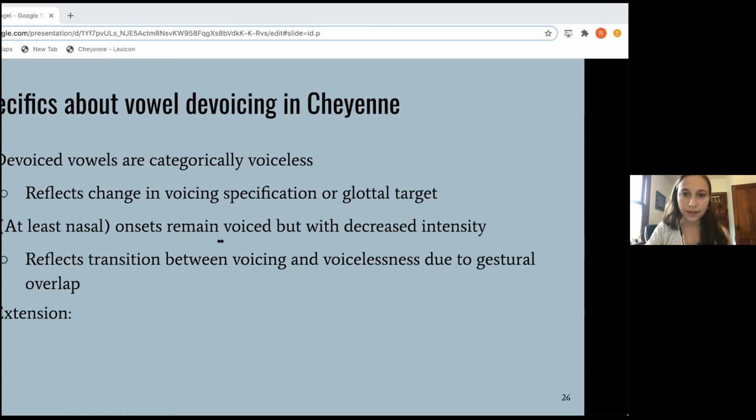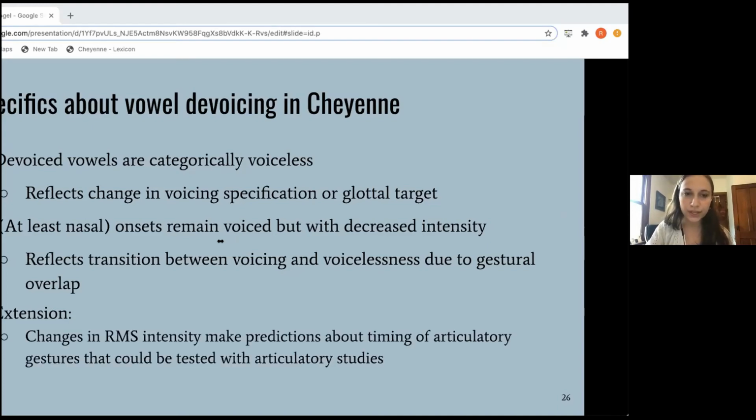And in fact, I think that this leads us to an interesting extension of these findings, which is that changes in RMS intensity can make predictions about the timing of articulatory gestures that could be tested with further articulatory studies. So when we see that RMS intensity starts to fall, we can make a prediction that that reflects the beginning of a glottal abduction or voiceless gesture, and then we test that with articulatory studies.